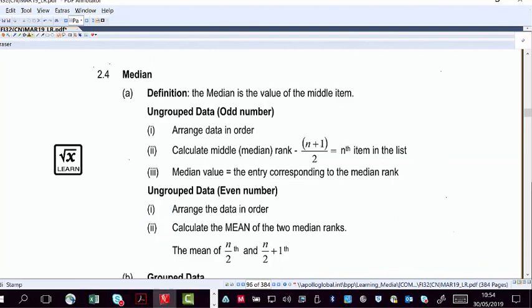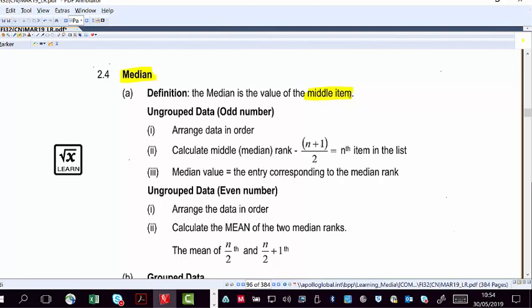The third and final calculation to meet the first learning outcome is to be able to calculate the median. If we firstly look at the definition, and then we'll work through the calculation using an example, the median is the value of the middle item. What we mean by that is it's the middle item of a set of data, and it would be shown as the midpoint when that set of numbers is written out in order.